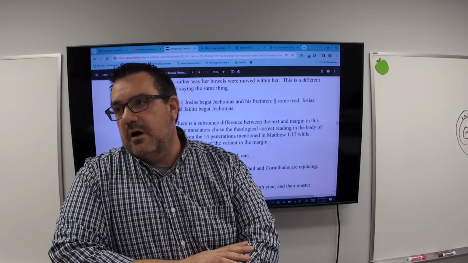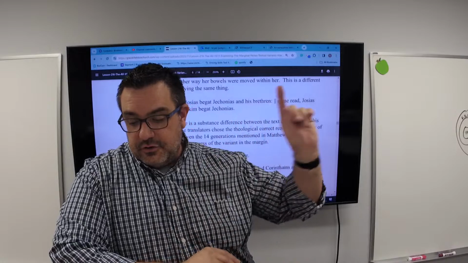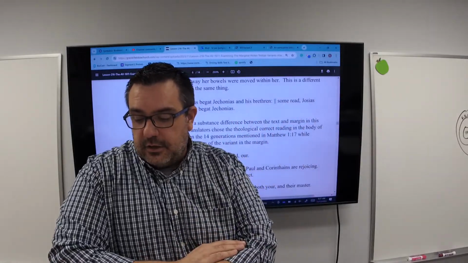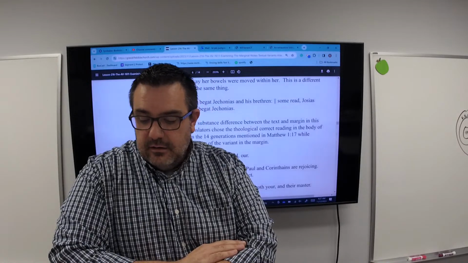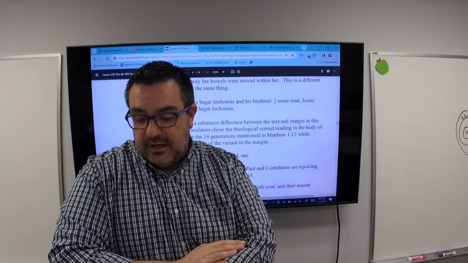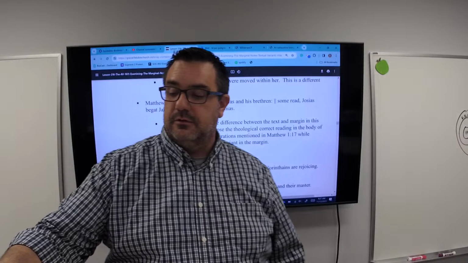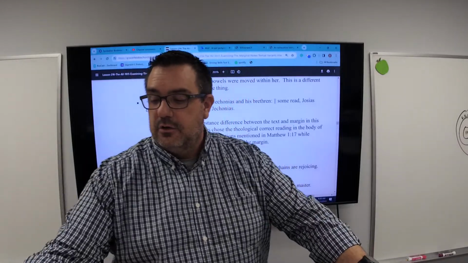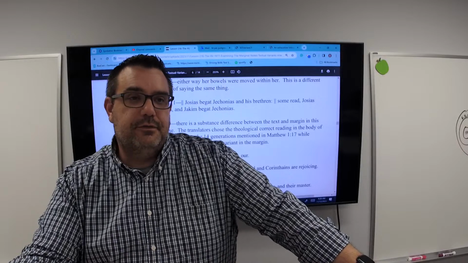Okay? If you go with the margin, are you adding an extra name? Yes. The translators chose the theologically correct reading in the body of the text, given the 14 generations mentioned in Matthew 1:17, while showing awareness of the variant in the margin. So look in your Bible, look at verse 11. Josias begat Jeconias and his brethren, right? So that is what the text had.